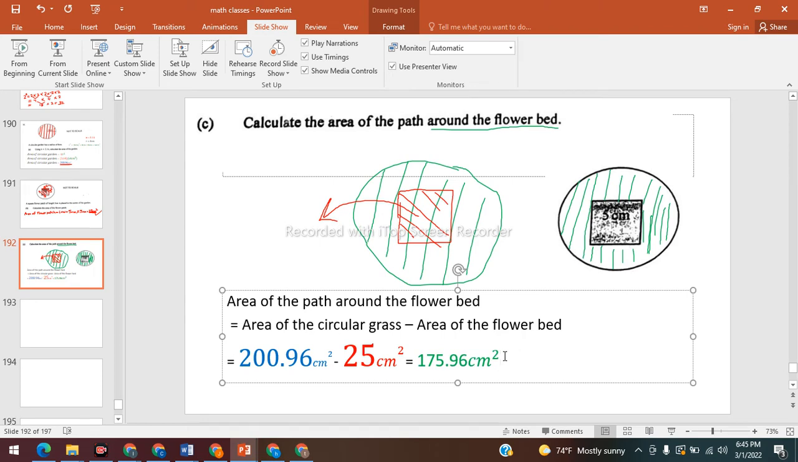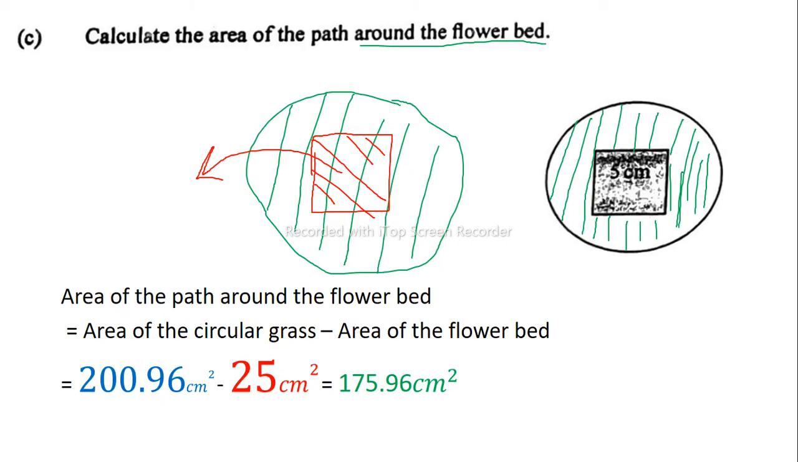Okay, so we subtract the area of the square from the area of the entire circular garden to find out what is the area of the path around it. Okay? Are we clear on that? Yes, sir. Okay, that's good. Okay, send in the notes for me, please.